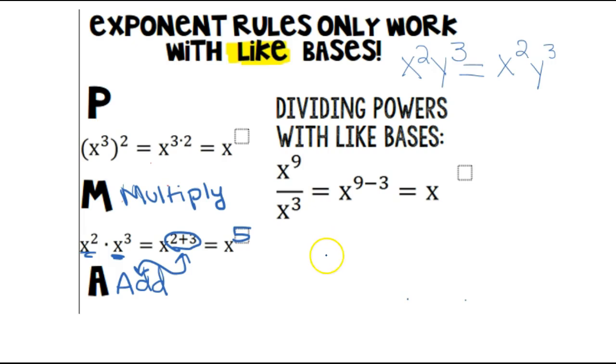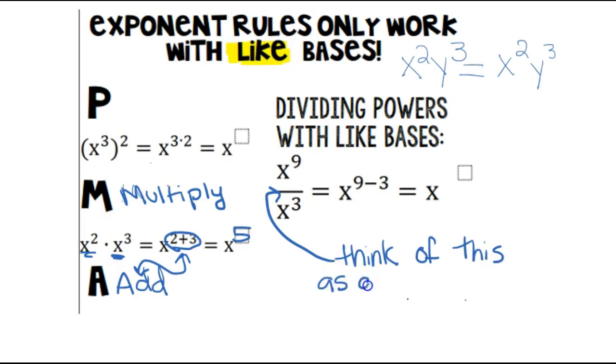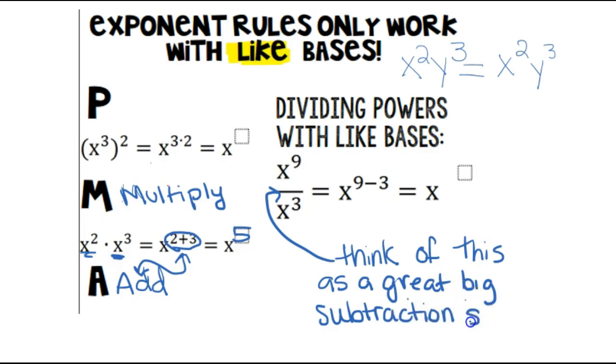Likewise, when you're dividing, what I want you to do is to think about this as a great big subtraction sign. I'm going to write that down, you should write it too: think of this as a great big subtraction sign. So in this example, x to the 9th power divided by x to the 3rd power equals x to the 9 minus 3 power, which is x to the 6th.